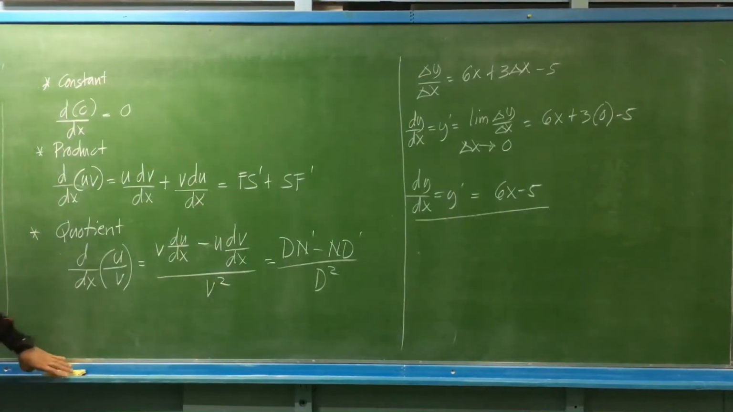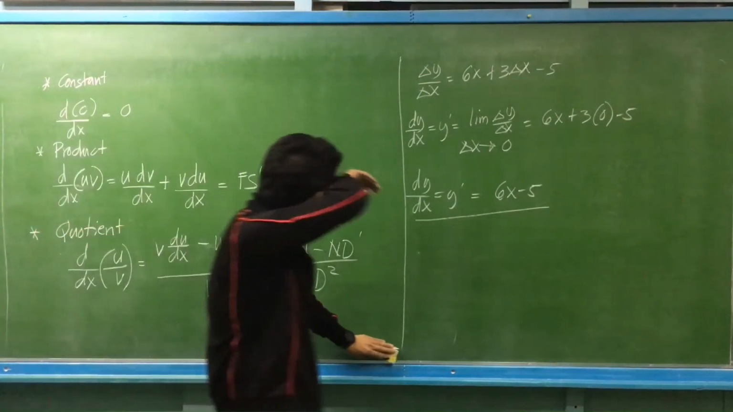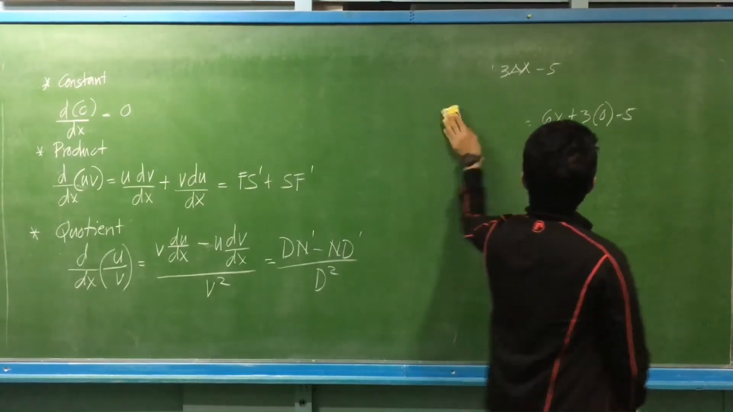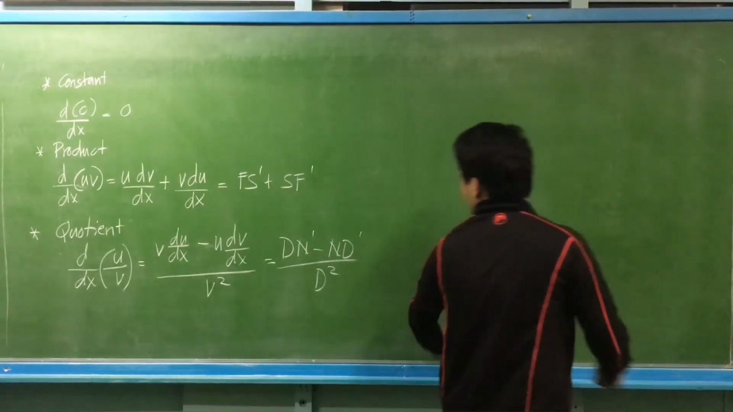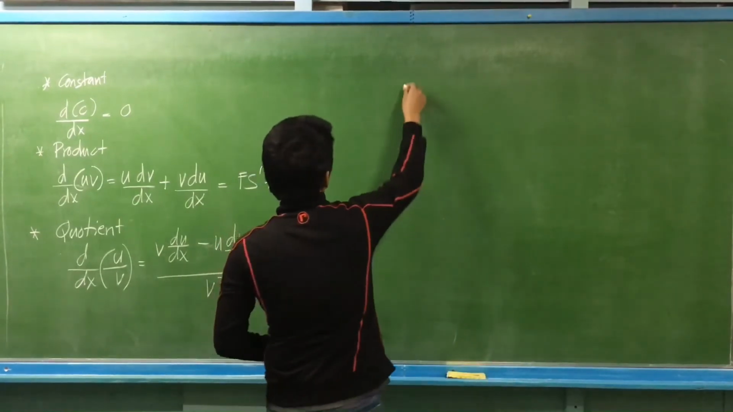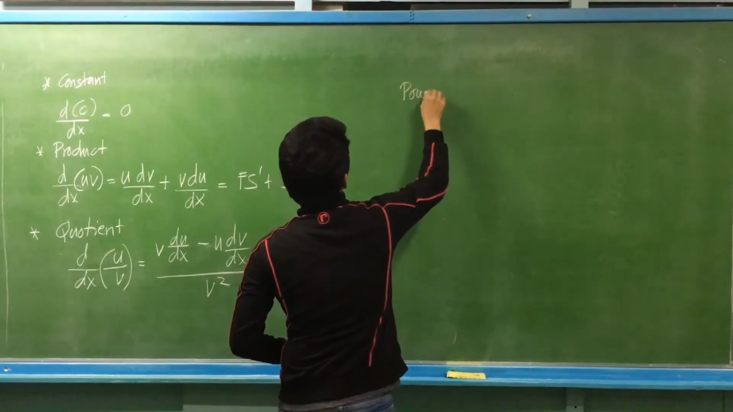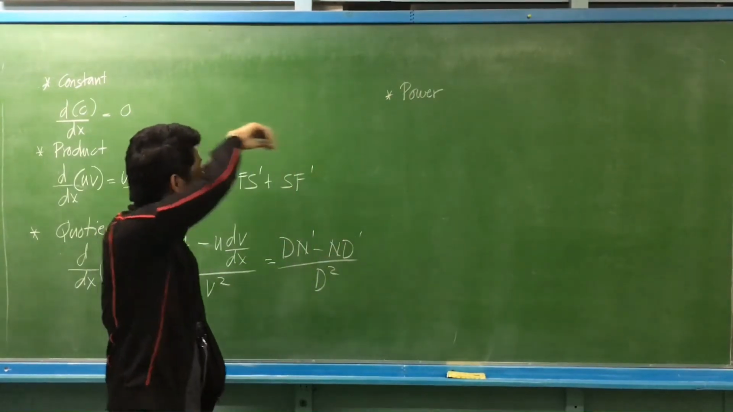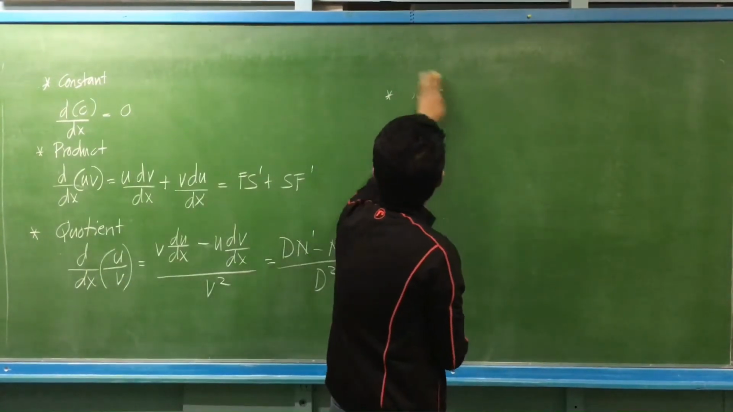So that will be for the constant, product, then quotient. Then we have one more. Let's say we may consider this one. We have for the power, for the terms to the n power, let's say.